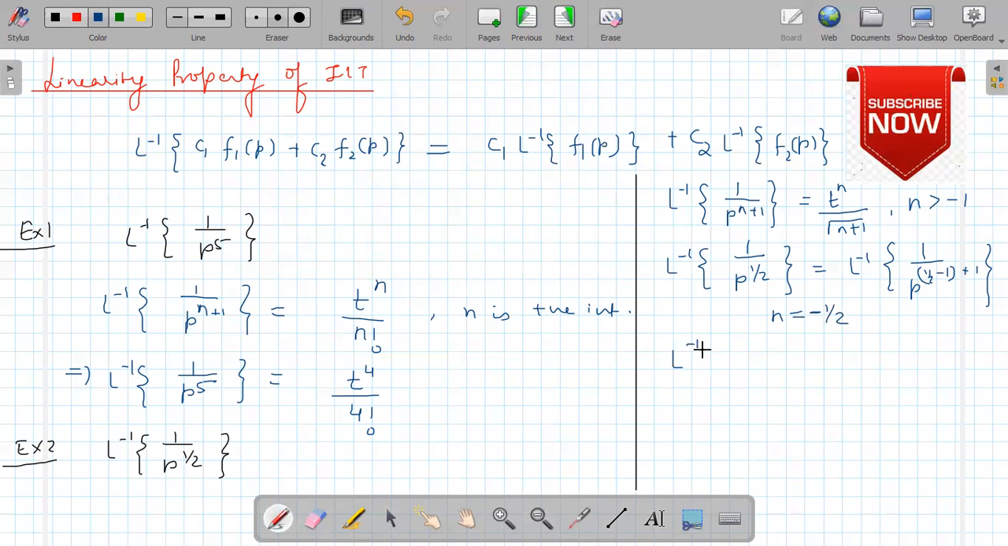So Laplace inverse of 1 upon p raised to the power half is equal to t raised to the power minus half whole divided by gamma of minus half plus 1, that is equal to t raised to the power minus half upon gamma half, and gamma half is root pi, so this is 1 upon square root of pi t.